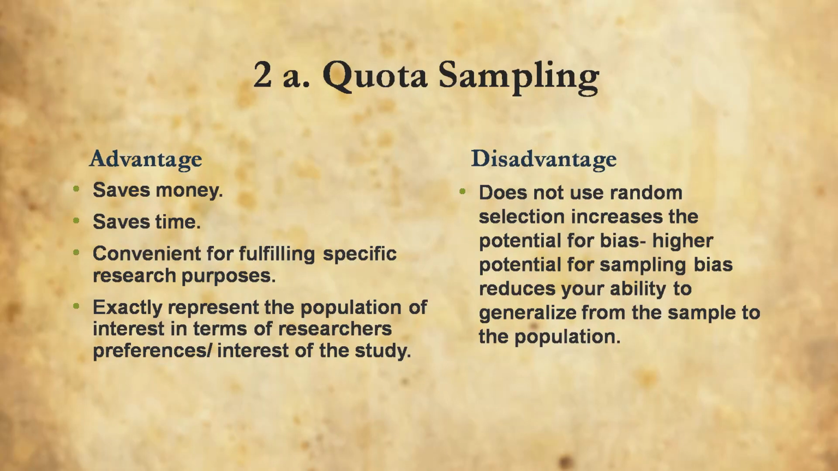Now, quota sampling has its advantages: it saves money and time, and it is convenient for fulfilling specific research purposes. It exactly represents the population of interest in terms of the researcher's preference or interest in the study. But the disadvantage is that quota sampling does not use random selection, thus it increases the potential for bias. The higher potential for sampling bias reduces our ability to generalize from the sample to the population.